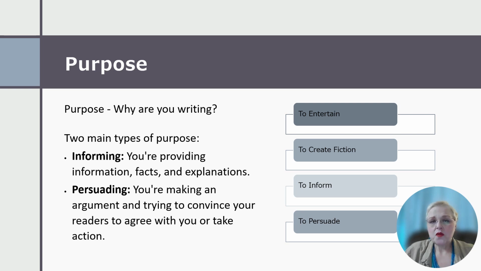So remember, in informing, you're basically just providing information to your reader, but you're not asking them to do anything with it. In persuasion, you're giving them that information, but you're also then asking them to do something, to act, to rethink, to choose.